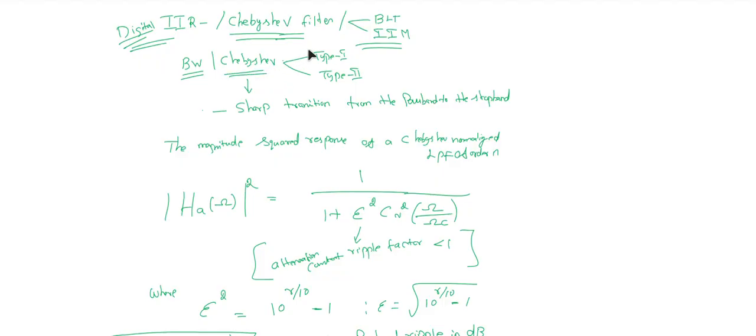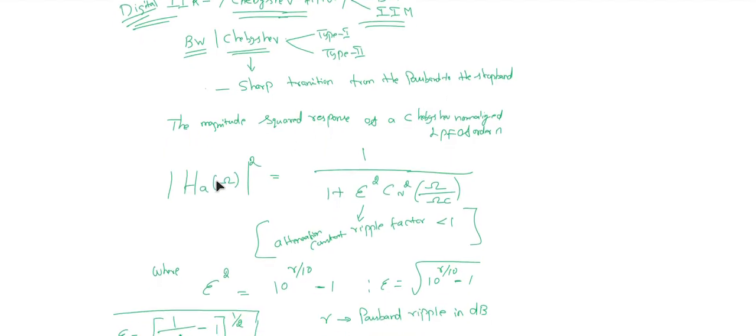Generally, the Chebyshev filter is classified into type 1 and type 2. Compared to the Butterworth filter, if you see the frequency response, the Chebyshev filter has a sharp transition from the pass band to the stop band. We can define the square magnitude response of the Chebyshev filter for a normalized low pass filter as 1 by 1 plus epsilon square Cn square of omega by omega c. Epsilon is the ripple factor.